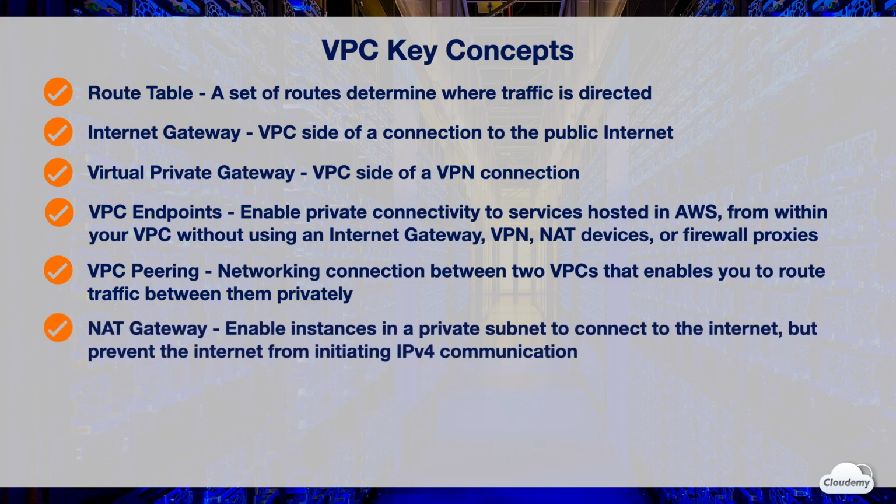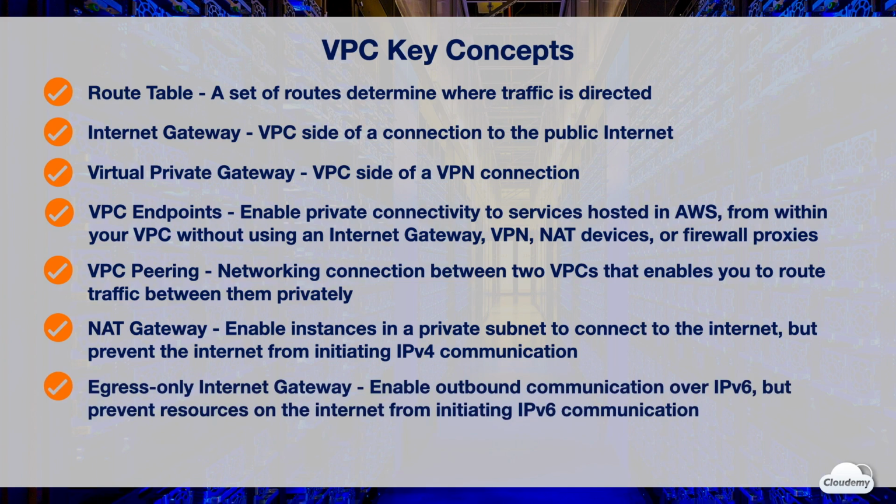NAT stands for Network Address Translation. NAT Gateway enables instances in a private subnet to connect to the internet or other AWS services, but prevents the internet from initiating a connection with those instances. NAT Gateway enables highly available, managed NAT service for your resources in a private subnet to access the internet. NAT Gateway is only supported for IPv4.